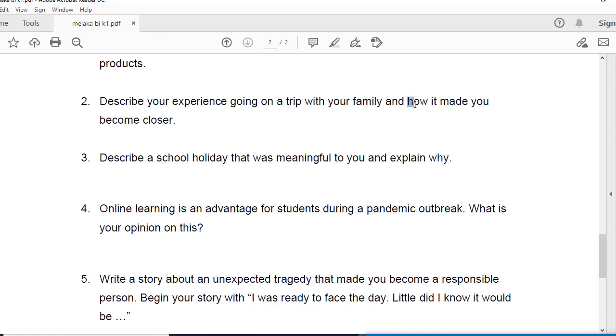And you have to explain or you have to create a story how it made you become closer. Bagaimana ianya menjadikan kamu lebih rapat atau mesra dengan ahli keluarga sendiri. Okay, so you have to describe or you just create a story related to a trip with your family and how it made you become closer.